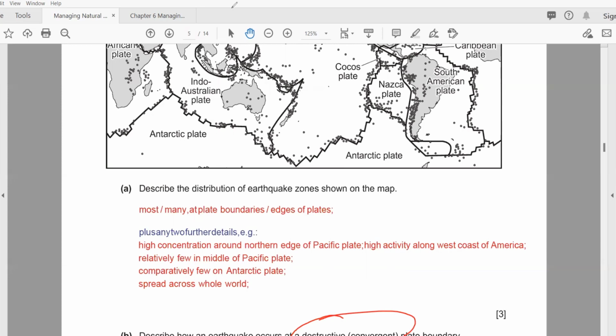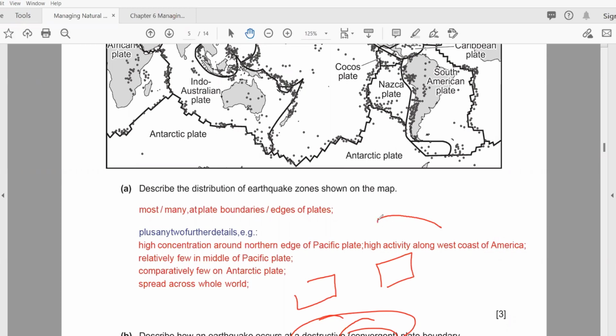Yes, tell me. Rana, Lean, anyone? At destructive convergent boundaries, the plates move towards each other, because convergent means this one. So what happens then? When they move towards each other, what happens?